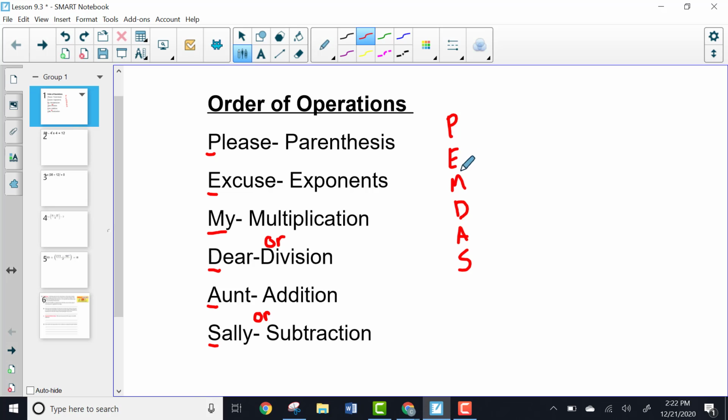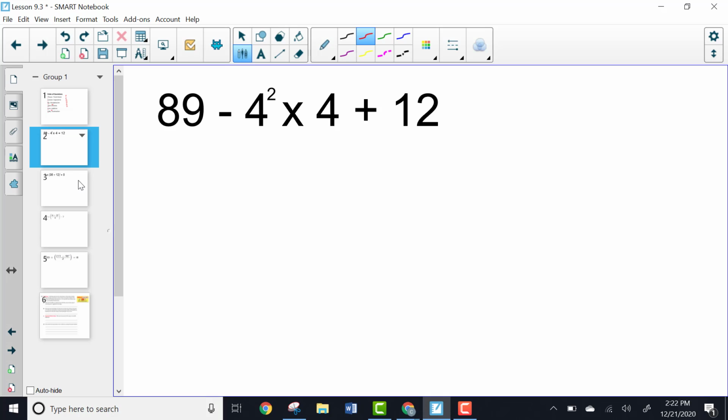If you ever go out of order, more than likely you will get an incorrect answer. You may get lucky every now and then and get the correct answer, but if you go out of order, you will get an incorrect answer. So let me show you how to work through order of operations. So again, I'm going to write PEMDAS off to the side, and that's going to help me stay in order. Please excuse my dear Aunt Sally, parentheses, exponents, multiplication or division, whichever one comes first in order from left to right, and then addition and subtraction, whichever one comes first in order from left to right.